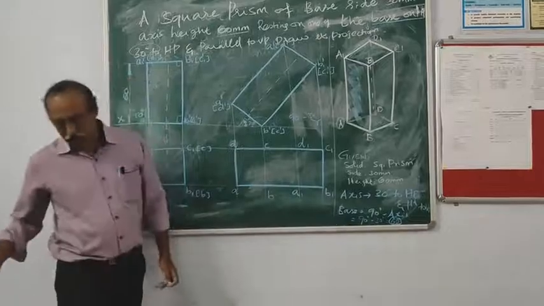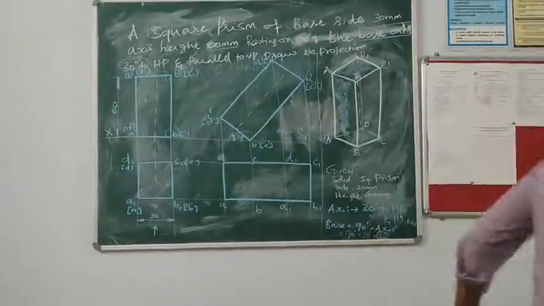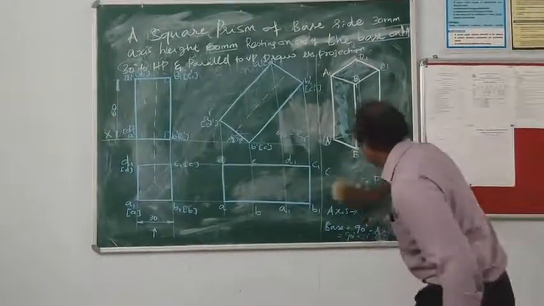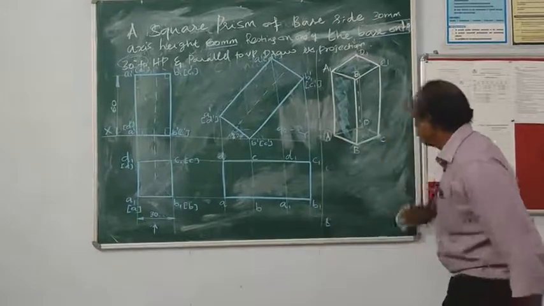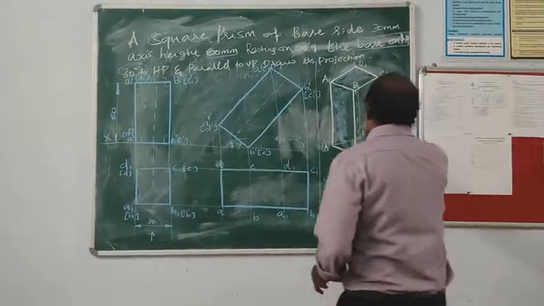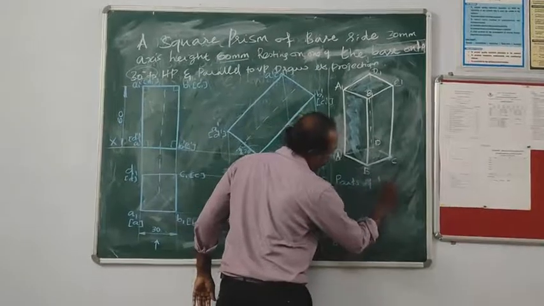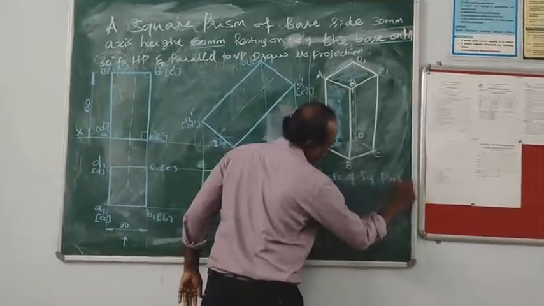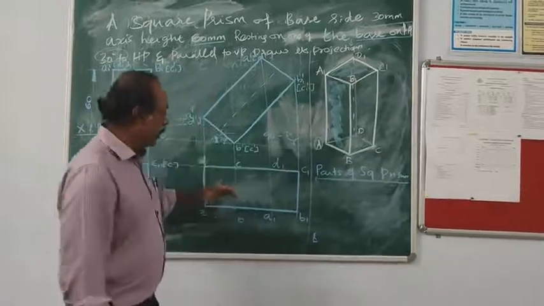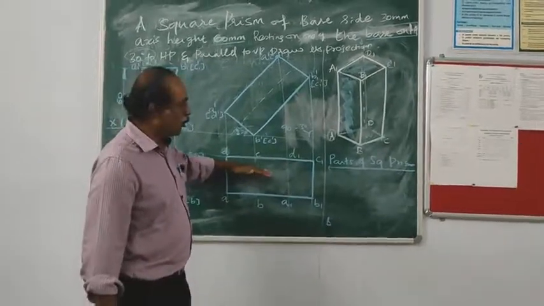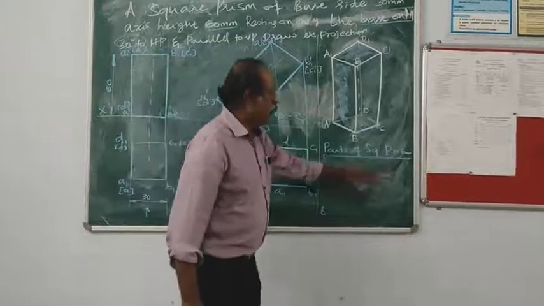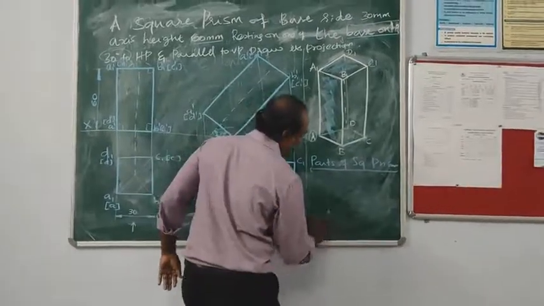Then we have to write the parts of this object. Parts of square prism. This is used to check the diagram, whether we have completed the diagram or not. We have to check by using these parts of the prism.